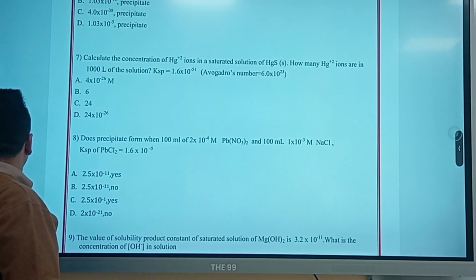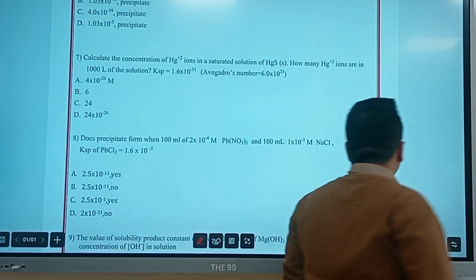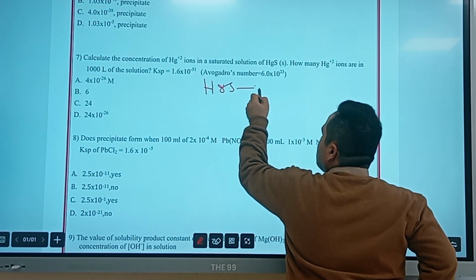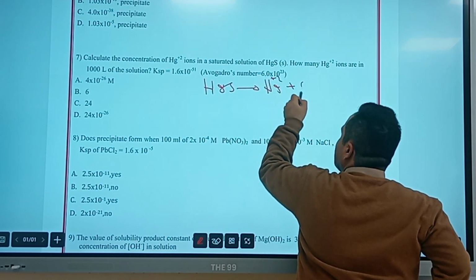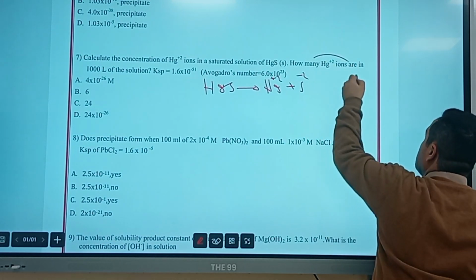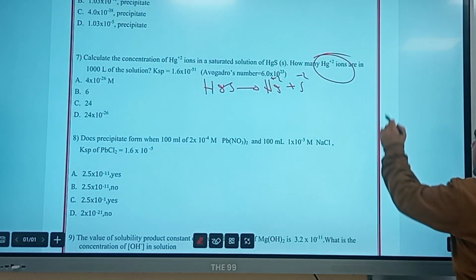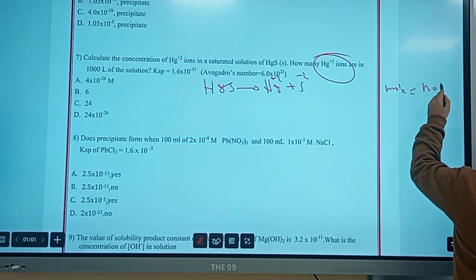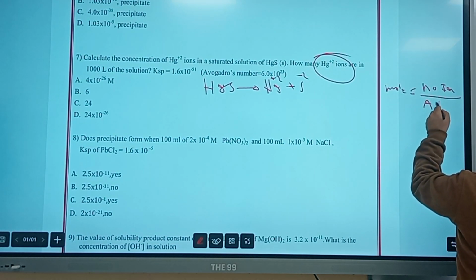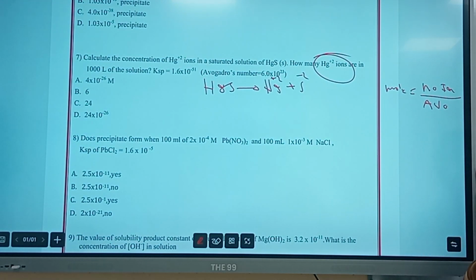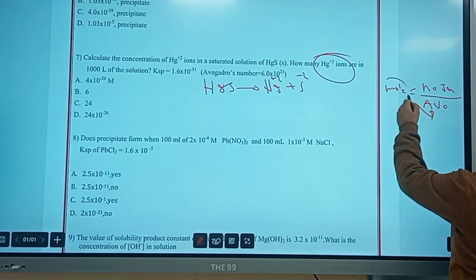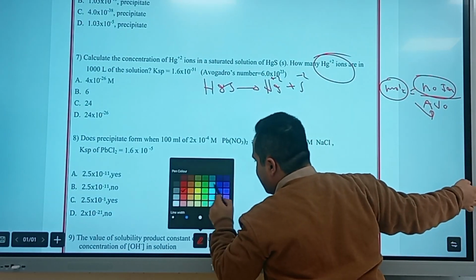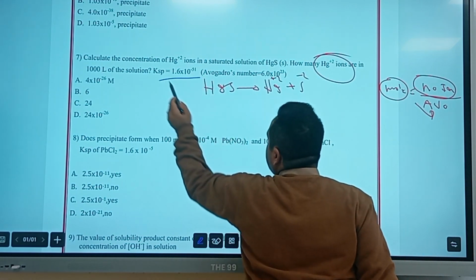Question number 7, guys. Let me solve question number 7. This is another ministerial exam question. HgS will produce Hg positive 2 plus S negative 2. It requires the concentration of Hg ion. You may remember that you studied this equation in grade 10: mole is equal to the number of ions or particles divided by Avogadro's number. Avogadro's number is given. If we calculate the mole, we will be able to calculate the number of ions. How to calculate the mole? Through the KSP. KSP is given.